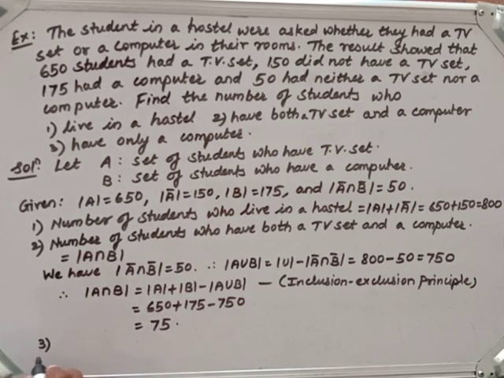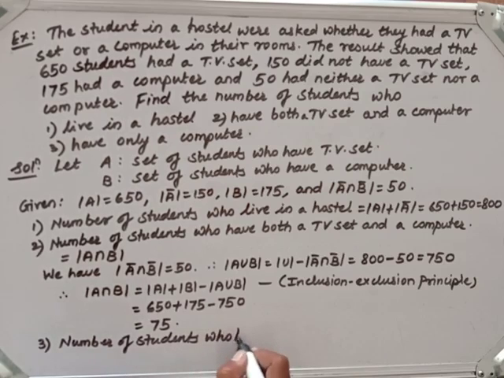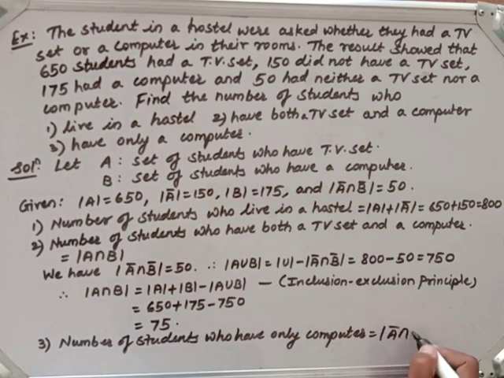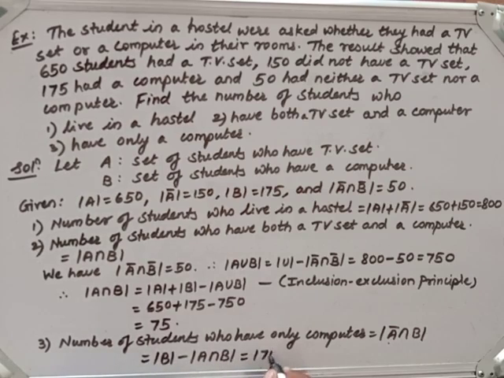75. And the third, number of students who have only computer, or how, this is what? Don't have a TV but they have a computer. This is the answer here. So that is what? B minus their intersection. So that is 175 minus 75. So it will be what? 100. This is the answer here.